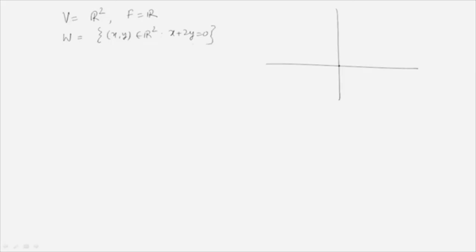So, it is passing through the origin: when x is 0, y is 0, and when x is minus 2, for example, then y is 1. So, it is a line like this. This is x plus 2y is equal to 0. It is of course a subset of this R2. Now we have to show that it is a subspace of this V. So, you take 2 arbitrary elements in W and alpha in the field.